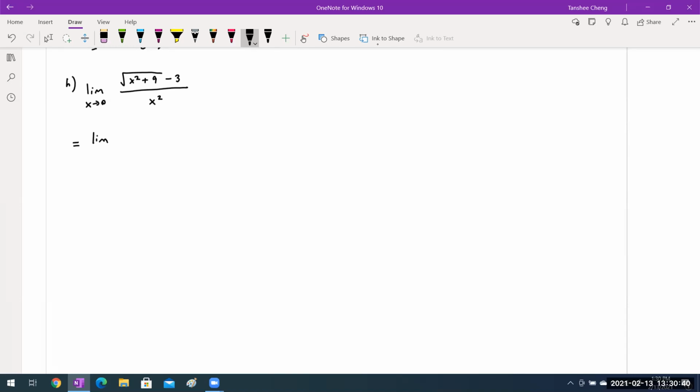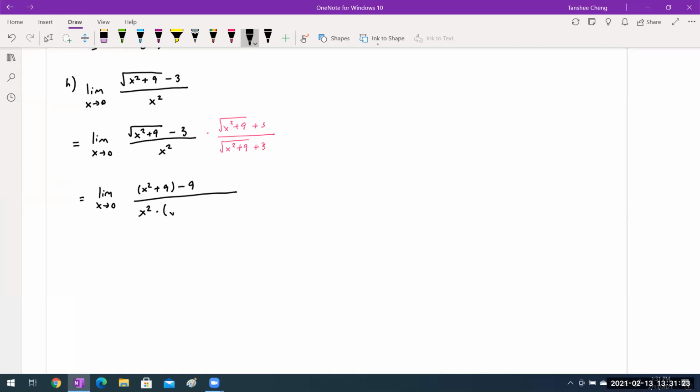So rationalizing the numerator is basically multiplying by the conjugate factor. And in this case, the conjugate factor is the square root of x squared plus 9 plus 3. And then we're going to multiply both numerator and denominator. That will help you see that the numerator will be a difference of squares. So when you multiply it out, that will give me x squared plus 9 minus 9. In the denominator, as before, I'm going to write it in terms of a product. Make sure you write it with appropriate grouping symbols, with the square root inside the parentheses.